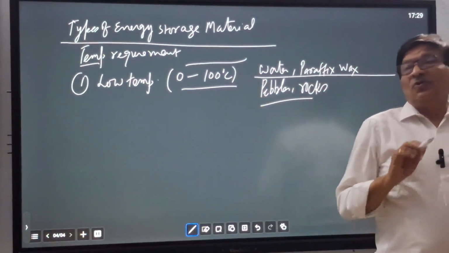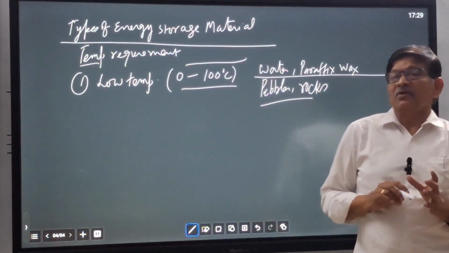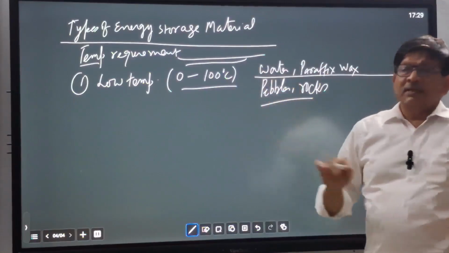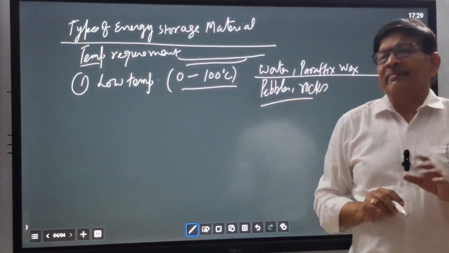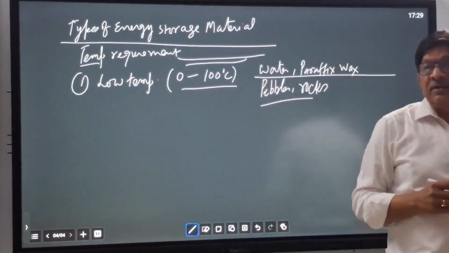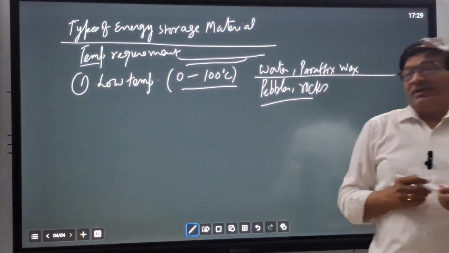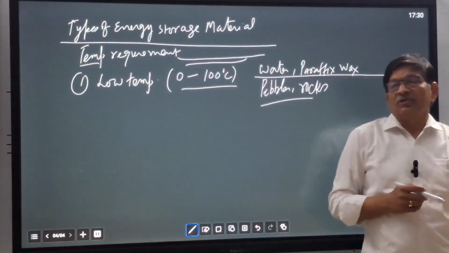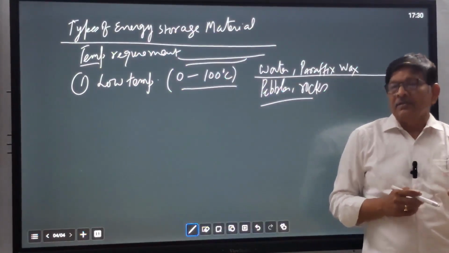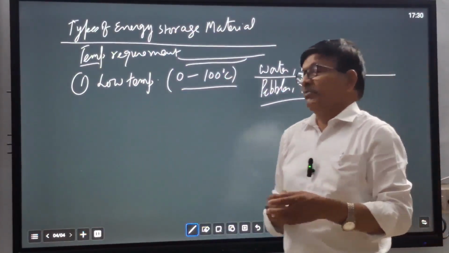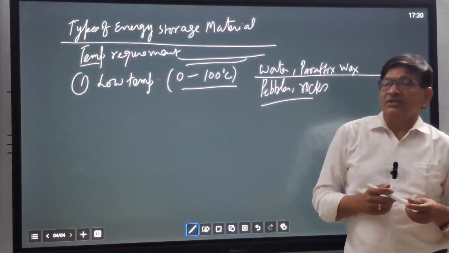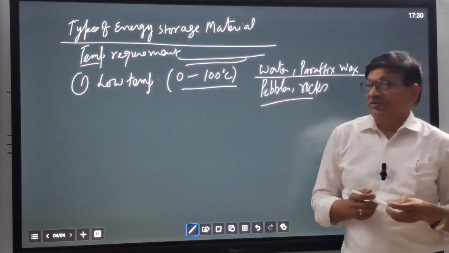That comes under low temperature requirement, low temperature energy storage. So use of low temperature energy storage, I already said that this energy can be used for water heating, room heating and chemical processing. Low temperature means 0 to 80 degrees, between 50 to 80 degrees centigrade. This temperature can be used for milk pasteurization, chemical processing, and in pulp and paper industries and cloth industries.